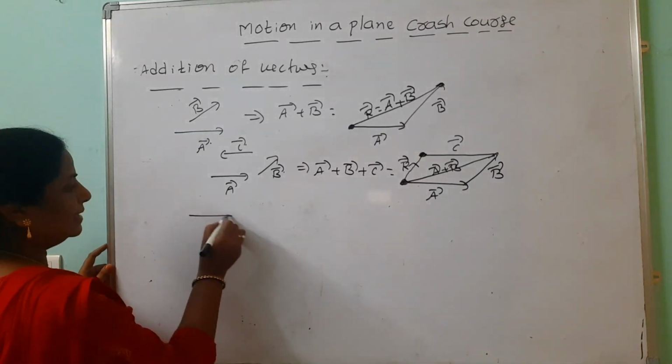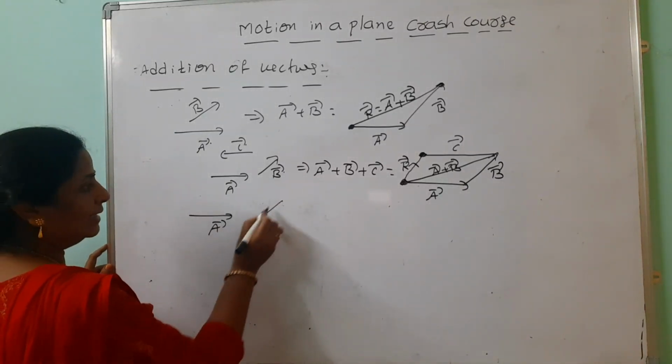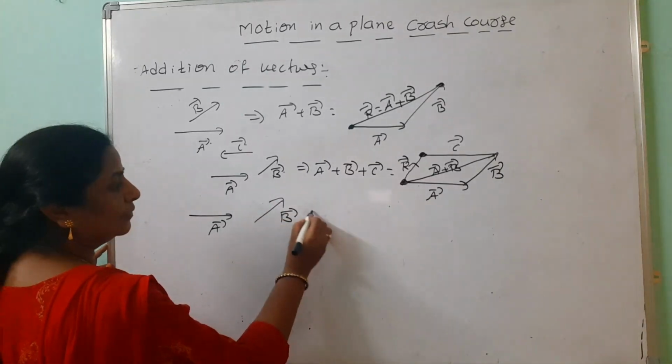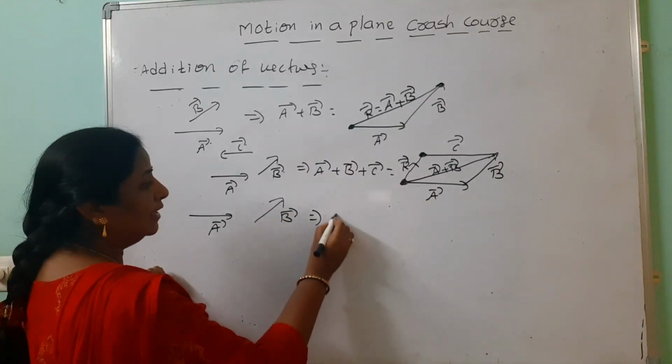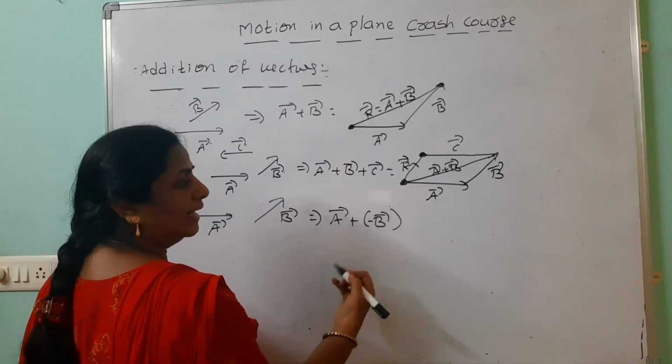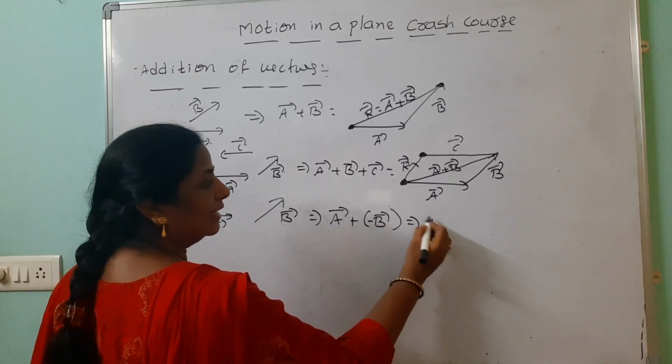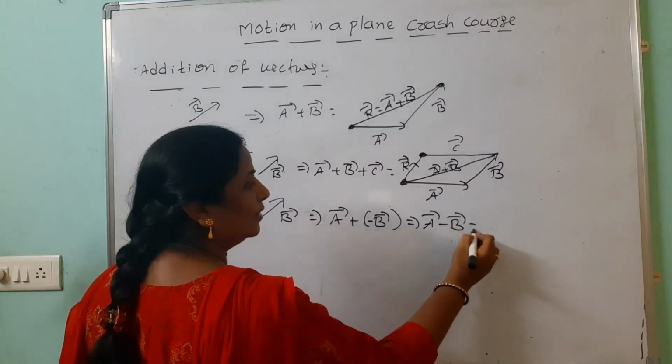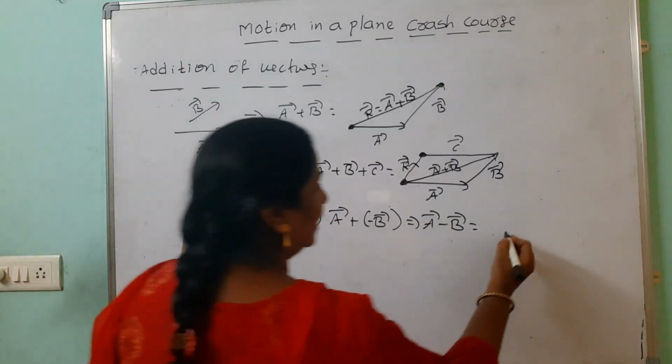Look here. This is the A bar and this is the B bar. Now subtraction of vectors means you can take A bar plus the negative vector of B bar, the negative vector of B bar. This is nothing but A bar minus B bar. How to represent this one? Same, you can take it.